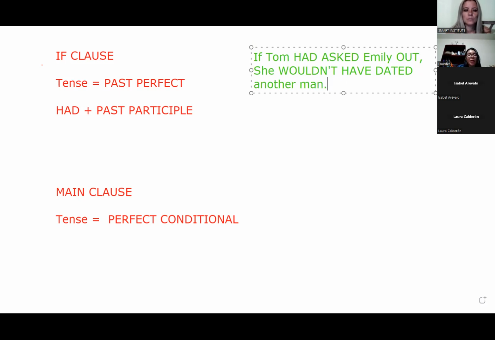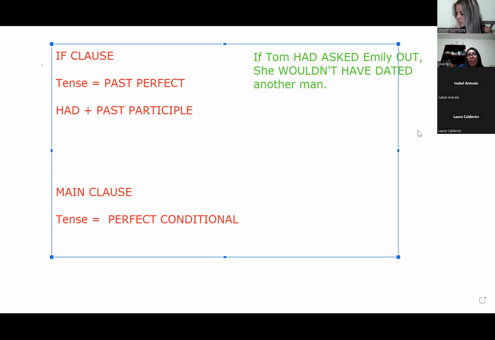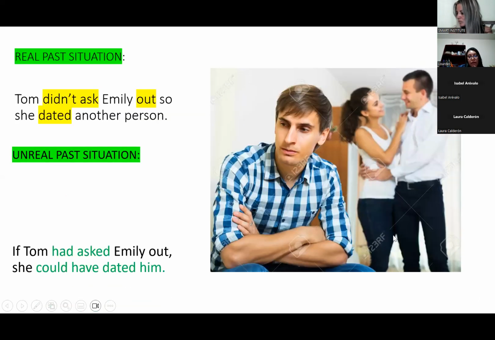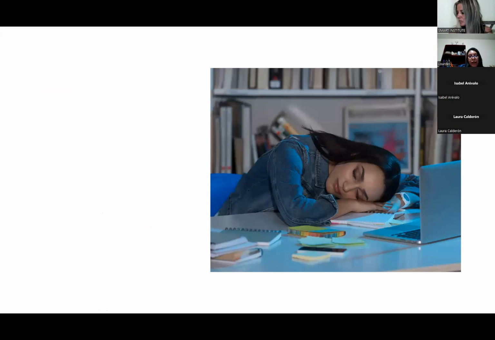It's the opposite from the reality or what happened in the past. If Tom had asked Emily out, if Tom had invited Emily, she wouldn't have dated another man. Or maybe I can say this also, she would have dated him. She would have dated Tom. It's also possible to say that. Okay, this one.